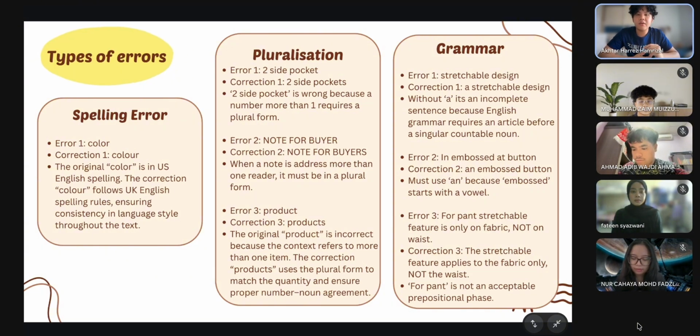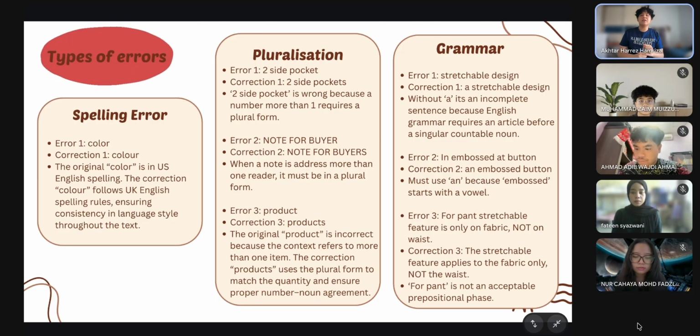And the next error is note for buyer. The correction should be note for buyers. When a note is addressed to more than one reader, it must be in a plural form. So there should be an S at the end of buyer.